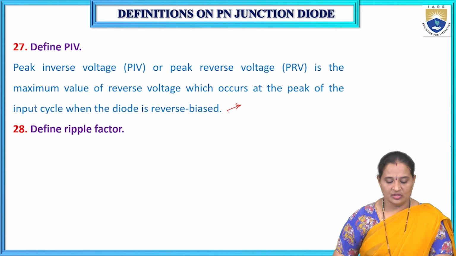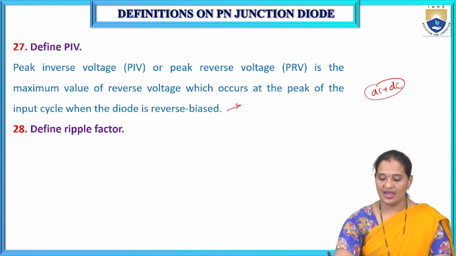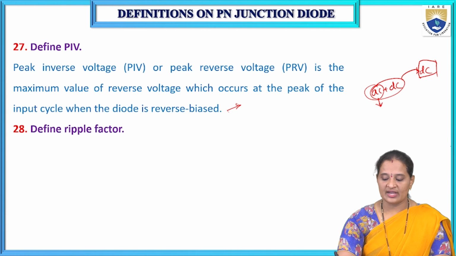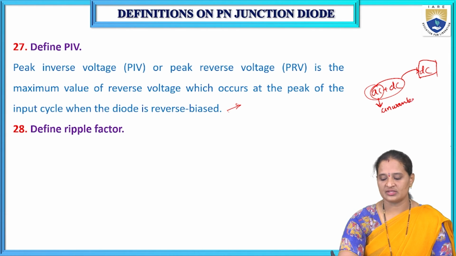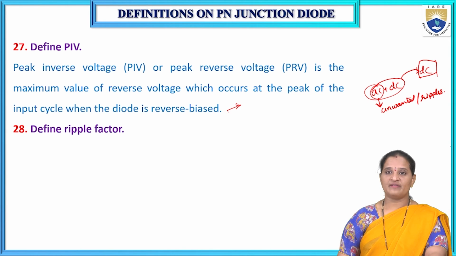Coming to the ripple factor. As I told you, the rectifier output consists of an AC component plus a DC component. But what is our aim? I want to convert the given AC supply into DC. That means I don't want these AC components to be present in the output. So these AC components are unwanted components, and we can also call them ripples.